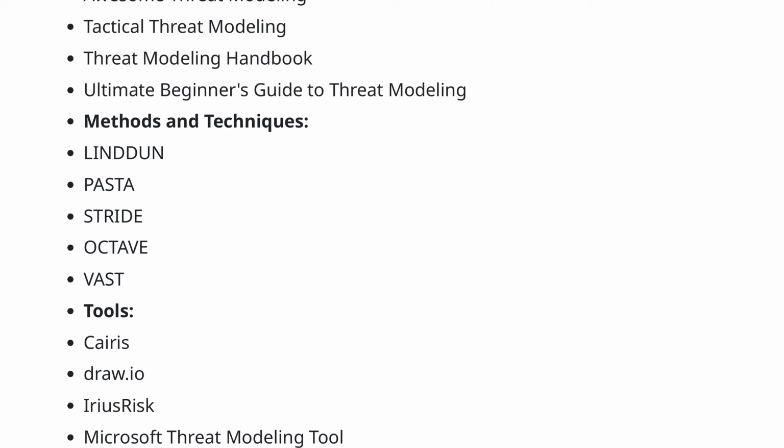For practical implementation, several tools can aid in the threat modeling process, including Kiris, Draw.io, IriusRisk, and the Microsoft Threat Modeling Tool. These tools offer functionalities that streamline the creation, visualization, and analysis of threat models, making the process more efficient and effective. By leveraging these methods and tools, you can create robust threat models that help secure your systems against potential vulnerabilities.